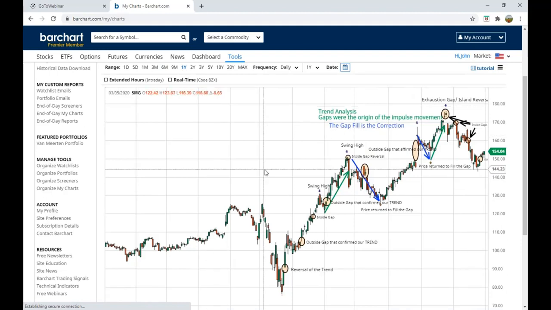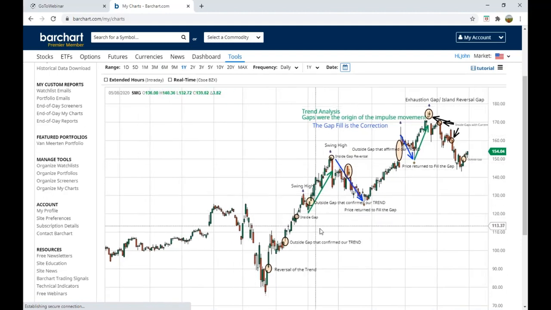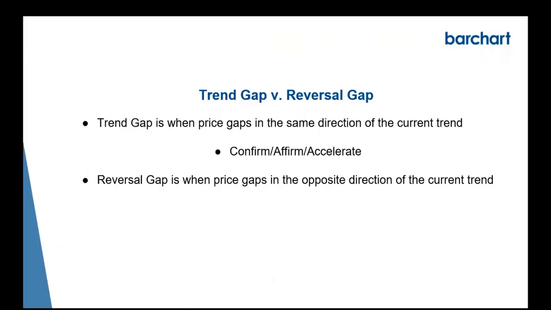right? And if we look at the big picture here, this market has been in a nice dominant uptrend with a lot of impulses and corrections. All right. And also we will find a lot of these reversal gaps will come at the end of a correction phase or an end of an exhaustion phase, right? So that's where we'll find those types of gaps.